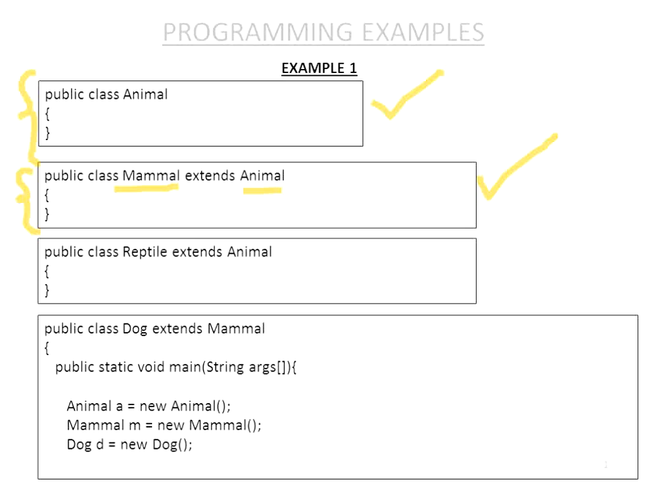Now create the next file in BlueJ and save it by the name reptile.java. In that class file, write down this code, public class reptile extends animal. Now create another class called dog, which is the child class of mammal. Now inside this class, first of all declare the main method, then create an object of the first class, that is animal. So here the object of animal class is A.